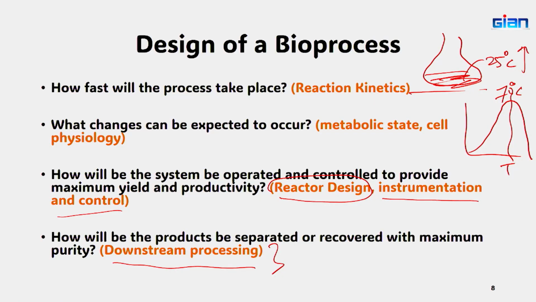Now, what changes can be expected to occur when we are looking at the metabolic state, the cell physiology? If we are aware of which metabolic pathway is going to be followed by our cells, we will be able to provide them with the right nutrients which would be required for that metabolic pathway to get you the product of interest. Okay, so understanding that will also help. Understanding what is the growth rate or how quickly our cells will double, what would be the physiology, what would be the concentration of our cells later on will also help in designing the bioreactor.